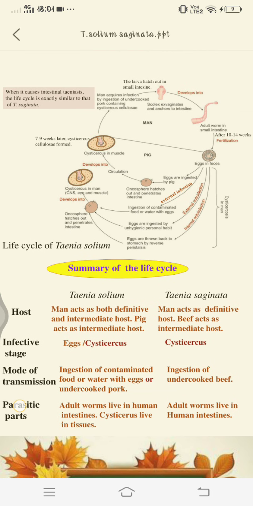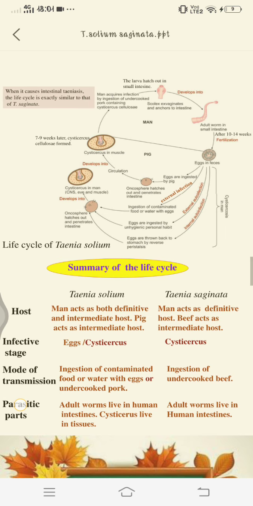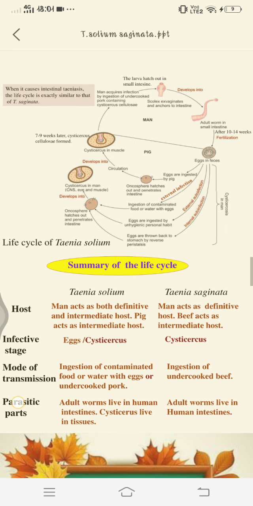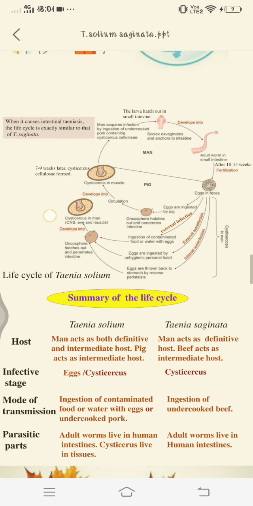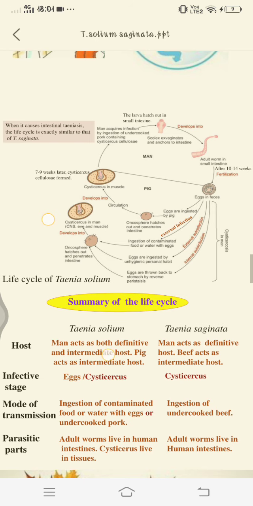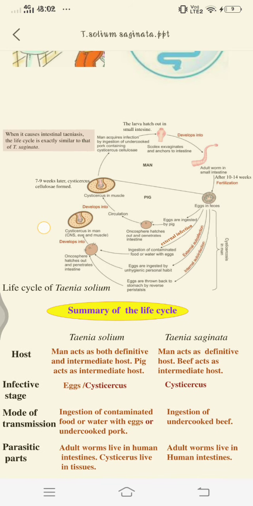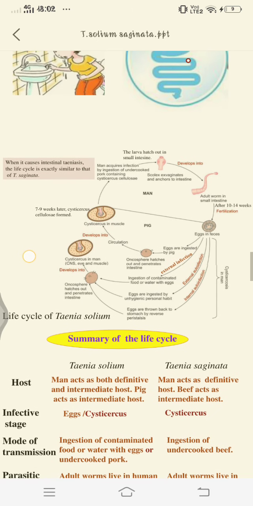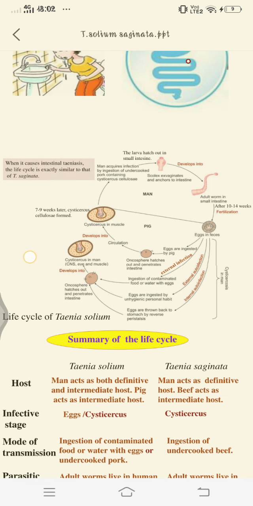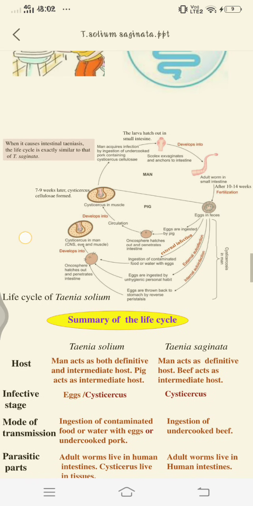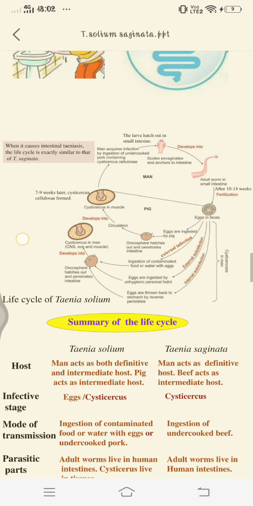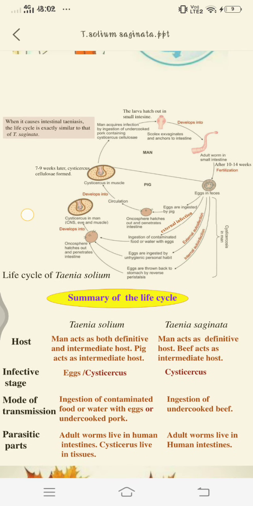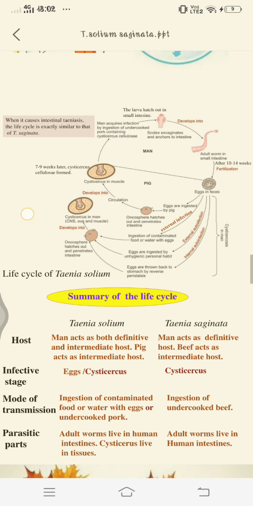Man acts as both definitive and intermediate host in Solium. He is the definitive host normally, when the pig is the intermediate host, and he is the intermediate host when he himself causes the infection through auto-infection. In Taenia saginata, only man acts as the definitive host and beef acts as the intermediate host. It is a normal, clear process.